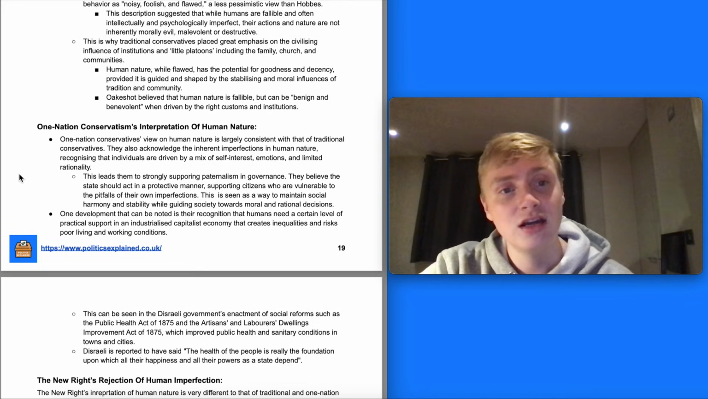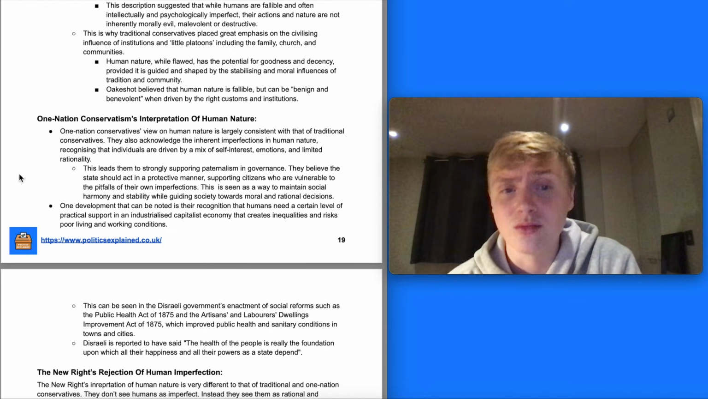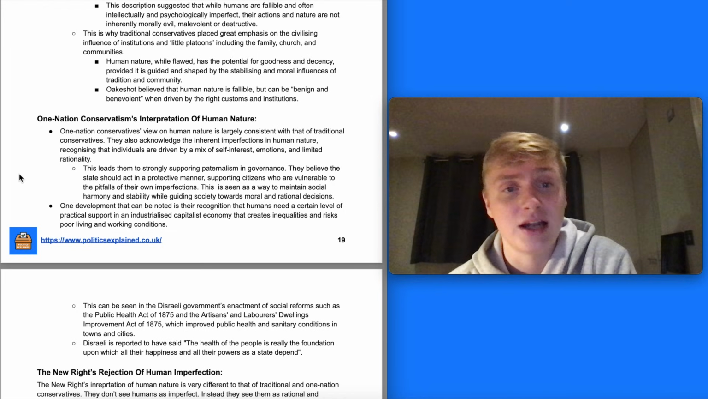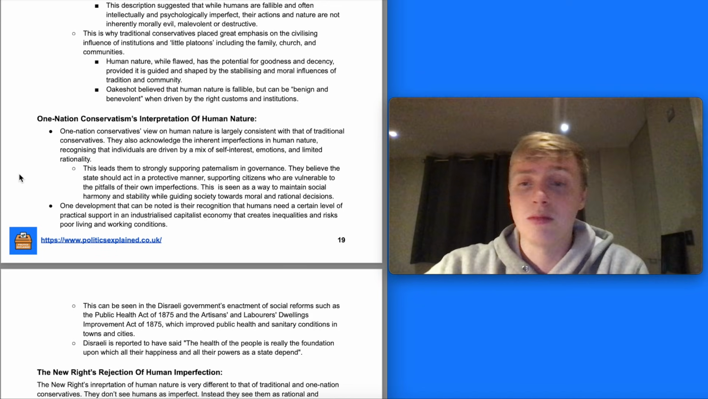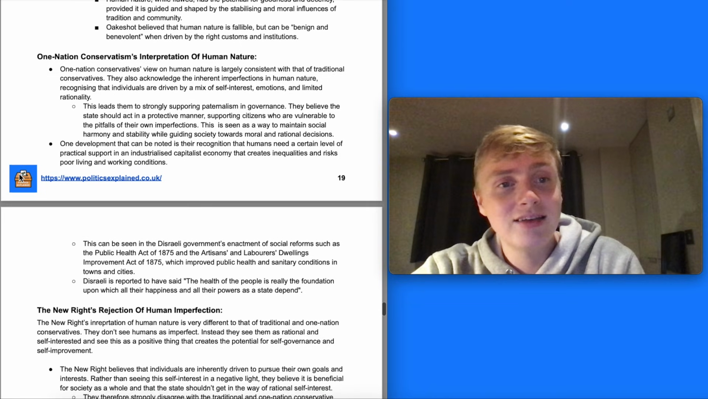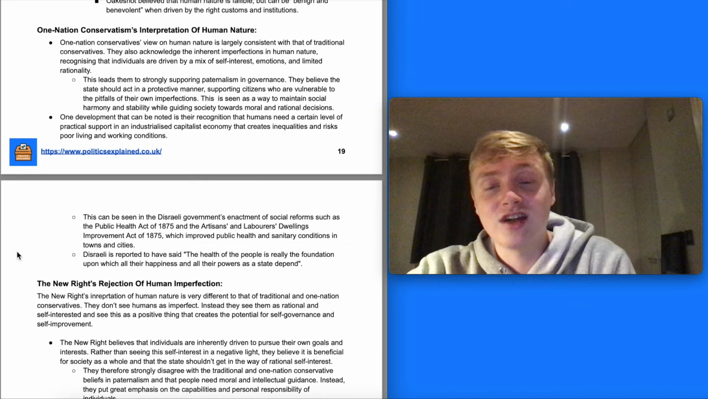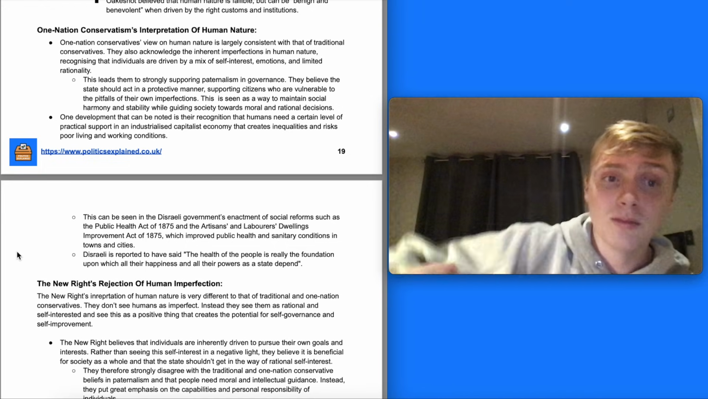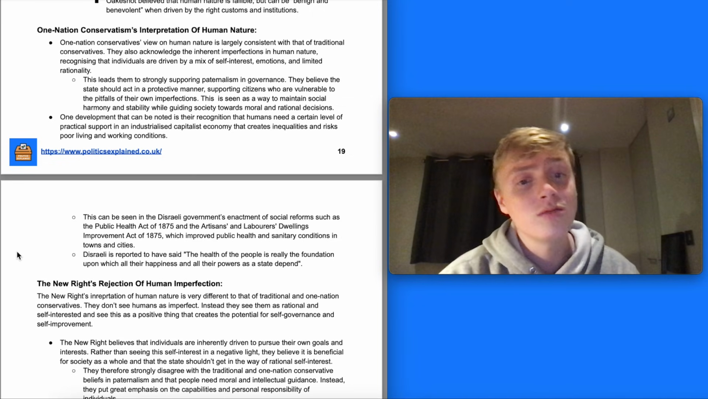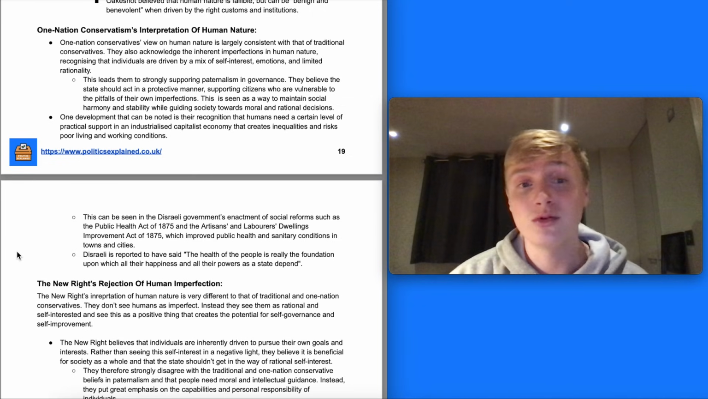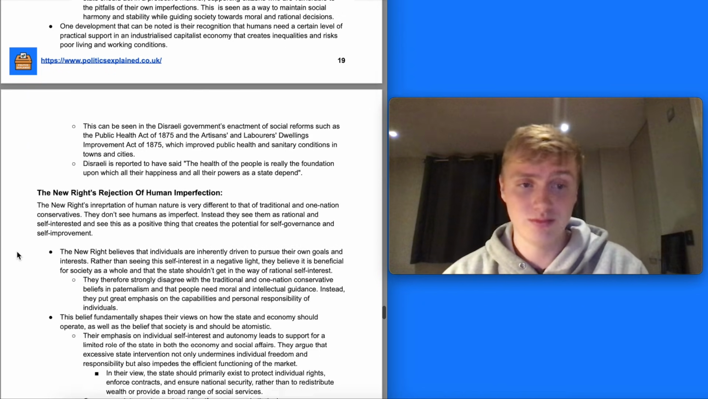In terms of one nation conservatives' interpretation of human nature, it is largely consistent with that of traditional conservatives. They recognise the inherent imperfections and recognise that individuals are driven by this mix of self-interest, emotions, and limited rationality. And this is key to their justification for paternalism in governance. They believe that the state should act in a protective manner, as ultimately it knew better, and should therefore look after everyone in society. Ultimately, one development is that they also recognise that people need practical support in the economy, as can be seen with some of Disraeli's reforms.